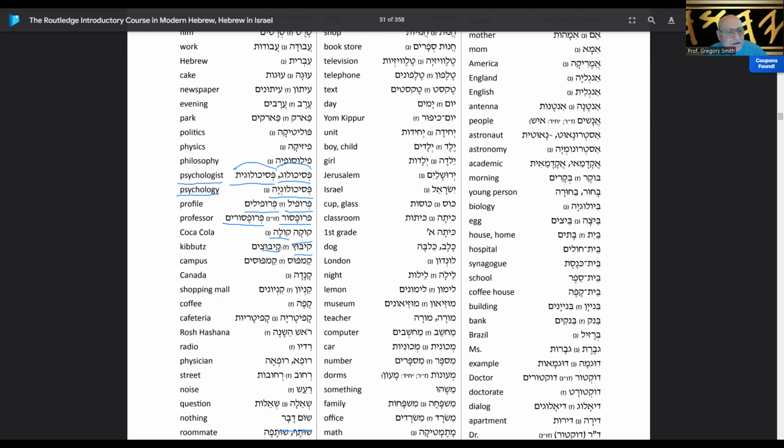Kibbutz and kibbutzim, in other words, single kibbutz, multiple kibbutz. Campus, campusim, okay. Canada is like a transliteration of an English word, Canada. Look at this one, canyon, let's see. Canyonim would be like shopping malls. Cafe or coffee.